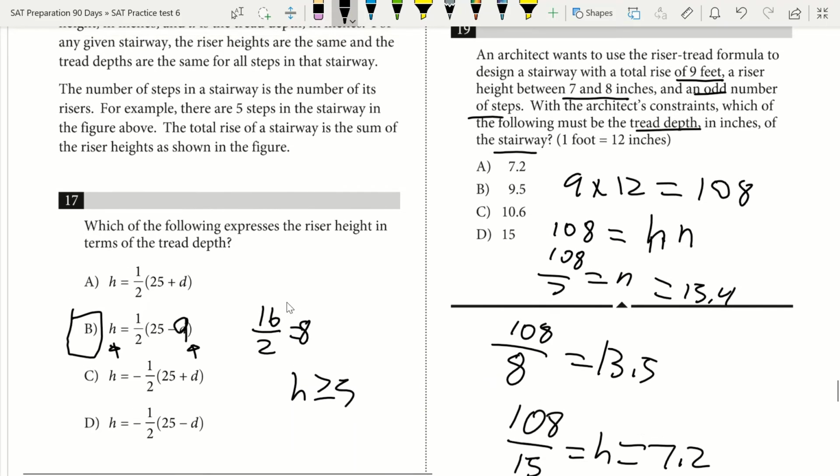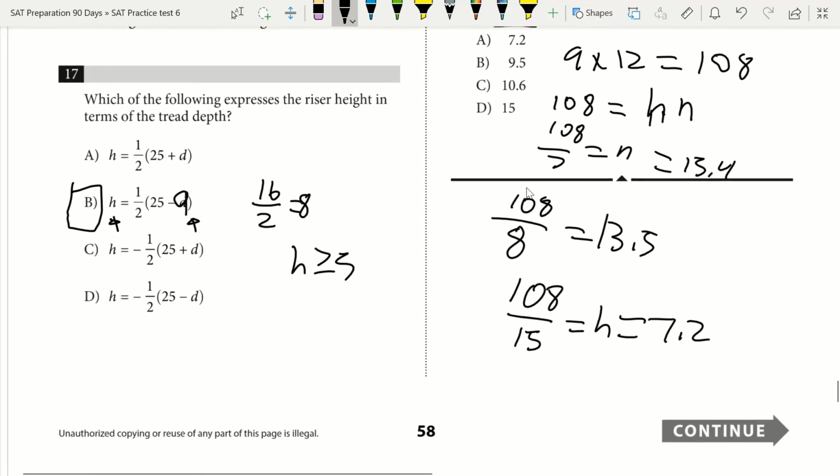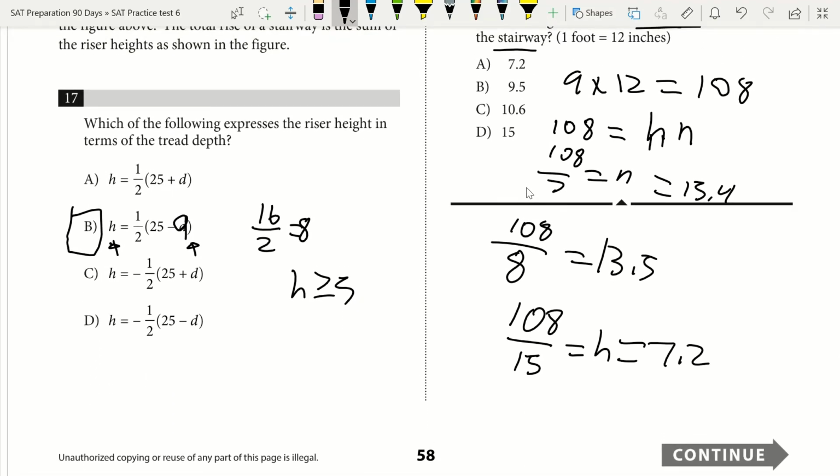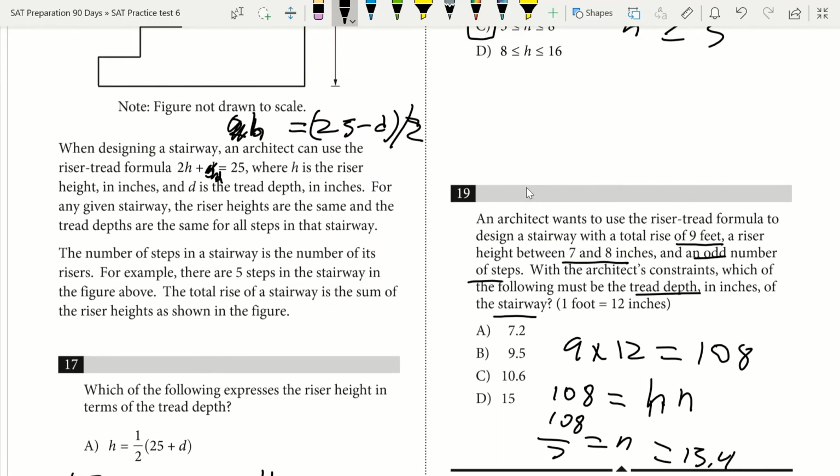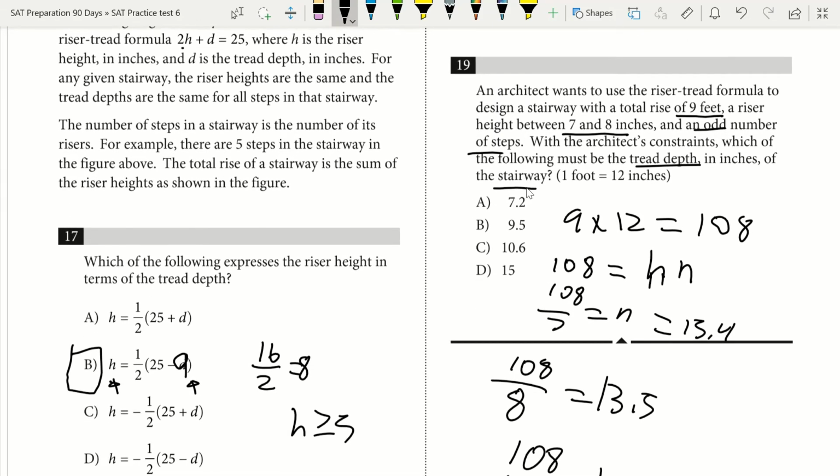Okay, now keep in mind we're asked for the tread depth. Since we're asked for the tread depth, we go back and we're going to use either formula, whatever one we want. We can go ahead and use that one that we were given up here. We know that 2 times h plus d equals 25. So 2 times our height of 7.2 plus d has to equal 25. So 2 times 7.2, that's going to be 14.4. So we have to subtract 14.4 from our 25. Now we plug that in our calculator. 25 minus 14.4. That's going to leave us with 10.6 equals d. So d is going to equal 10.6. So the answer there is going to have to be C for number 19.